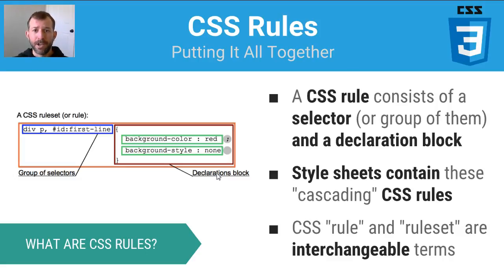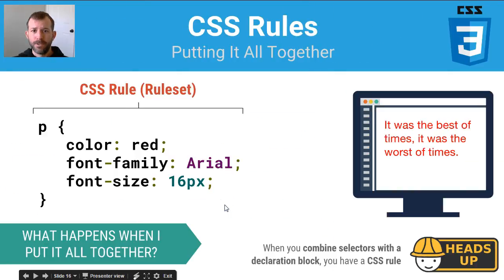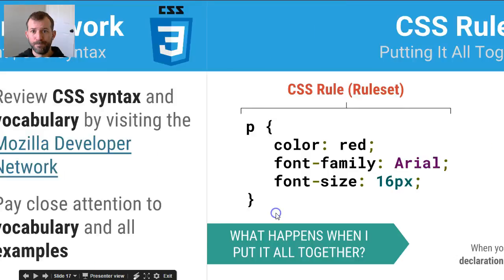Another thing that's important to note is that CSS rule and CSS rule set are interchangeable phrases. They mean the same thing, it's just different vernacular. So once again, a CSS rule, often called a rule set, is a combination of selector and declaration block. The declaration block starts with an opening curly brace, closes with a closing curly brace, and has one or more CSS declarations in it. So when you combine selectors with a declaration block, you have a CSS rule.